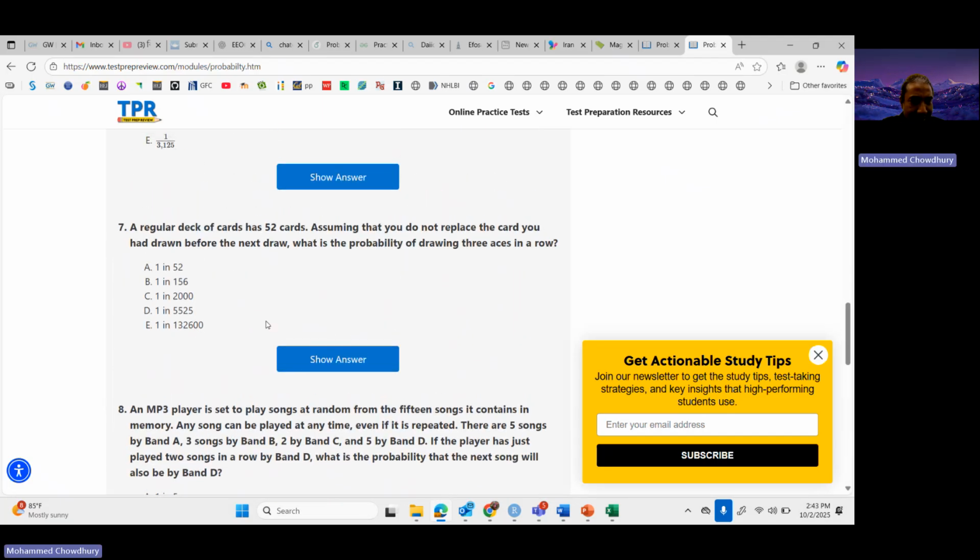Okay, so here is the thing. A regular deck of cards has 52 cards. Assuming that you do not replace the card you had drawn before the next draw, what is the probability of drawing 3 H's in a row? So 4 over 52, 3 over 52 times 2 over 52, right? Okay, let me explain these things.